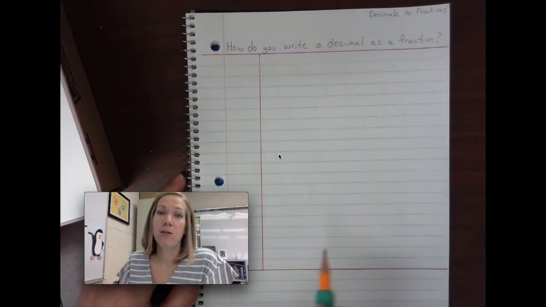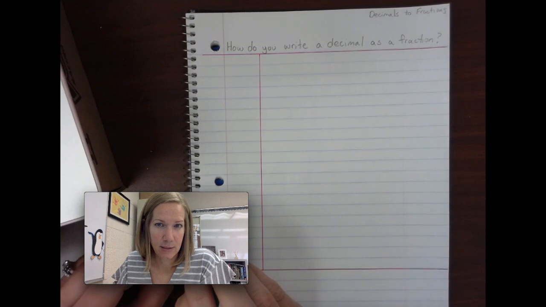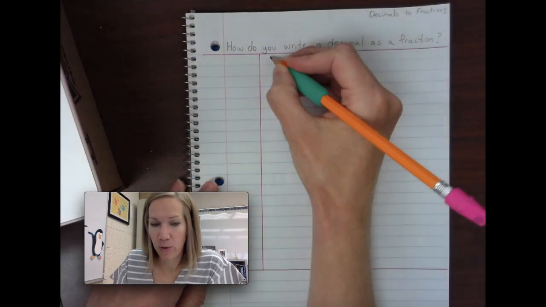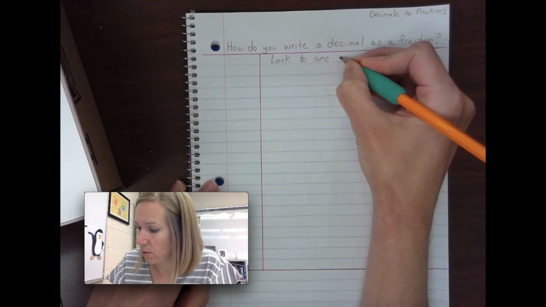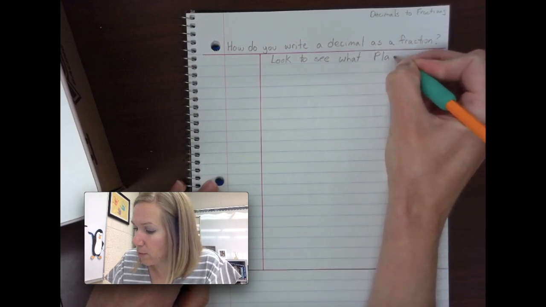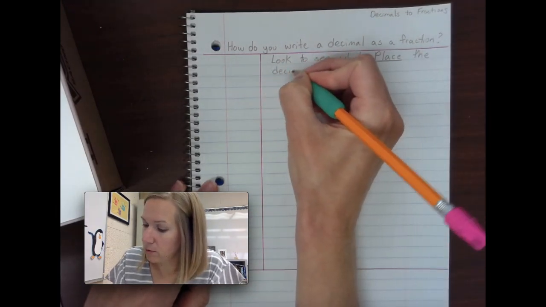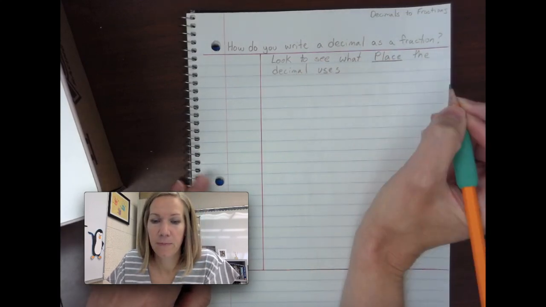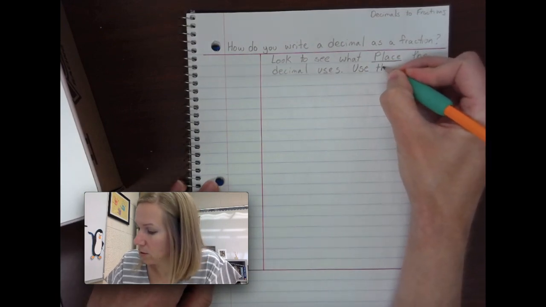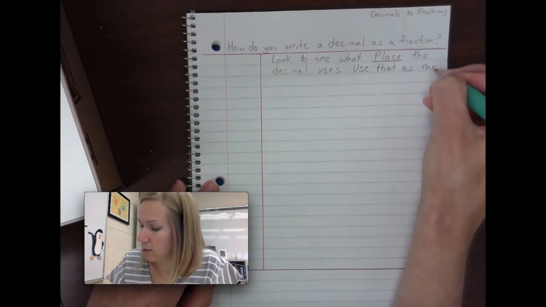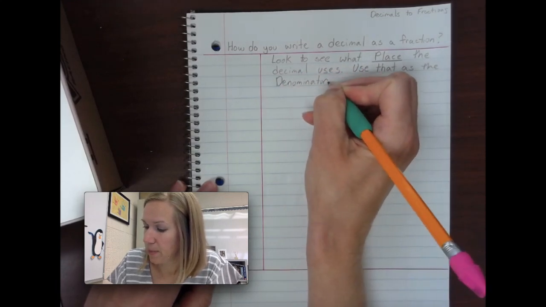The first thing you need to look at when changing a decimal to a fraction is what place your decimal is. So we're going to put that here. Look to see what place, I'm going to underline that, the decimal uses. Use that as the denominator. And I'll explain what I mean.